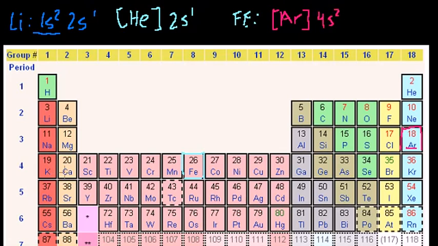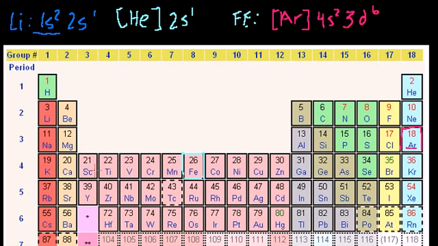4s2. And then you have 1, 2, 3, 4, 5, 6. So d6. And we learned that when you're in the d subshell, or when you're in the d block of the periodic table, you're backfilling the previous shell. So when we're in the fourth period, in the d block, we're backfilling the third shell. So 3d6.